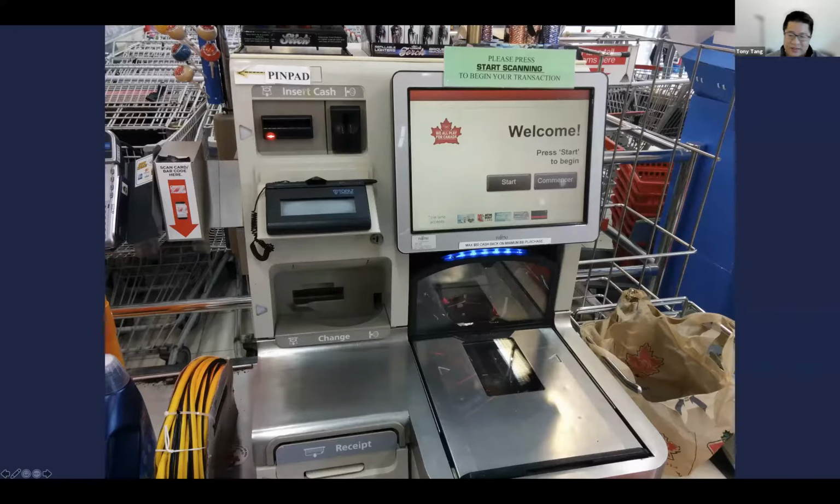Okay, so basically I know how to use this thing. You just run the thing over and hit beep. So I pick up the thing and no beep. And so I'm like, okay, that's kind of annoying. So I see this sign that says, please press scanning to start beginning your transaction. Okay, great. And I look down here, please press start. This is in Canada, so we need to have start in English and start in French.